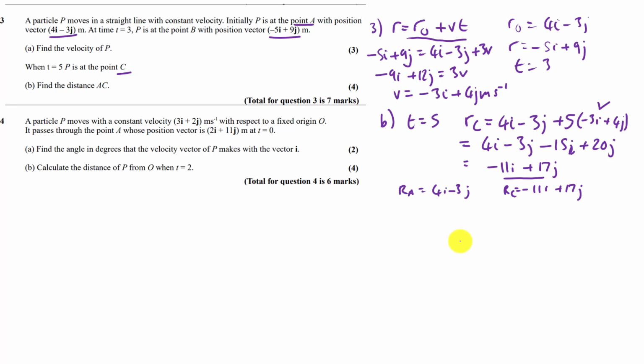So 4i minus 3j. Imagine on a graph, if that was 4i minus 3j as a coordinate, where would minus 11i plus 17j be? So imagine minus 11i will be, just say somewhere here, and 17j is up here. Just so you can visualize it. So we've got to find the distance between these 2 points, right?